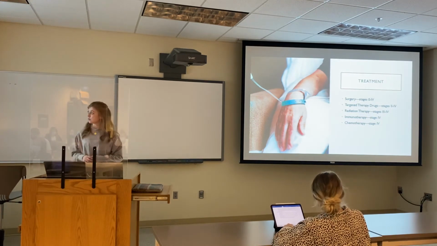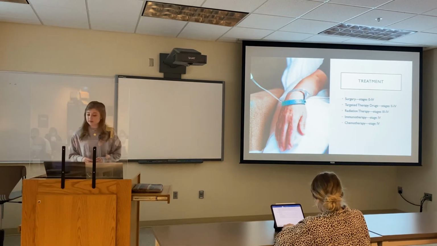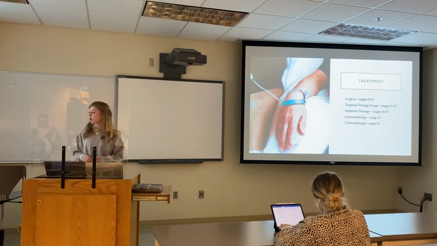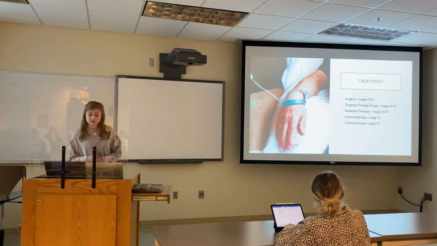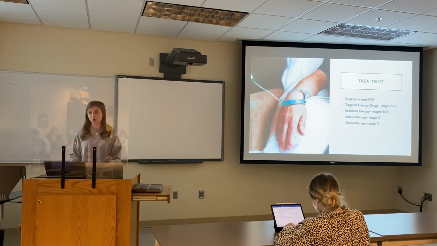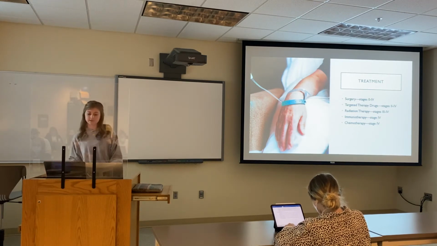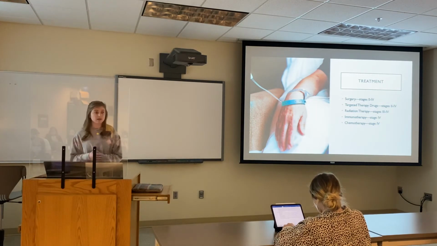Then there's radiation therapy, which is for the later stages 3 and 4. And this therapy uses high energy X-rays, beams, and other particles to destroy cancer cells. Immunotherapy is used for stage 4, often used as a last resort. Basically what it does is it triggers your immune system to try to fight the cancer on its own. And this one isn't entirely as effective as some of the others, but they'll use it if you're not responding to other treatments. And then chemotherapy, which is stage 4, and that's just a powerful chemical drug treatment that is used to kill fast-spreading cancer cells in the body.